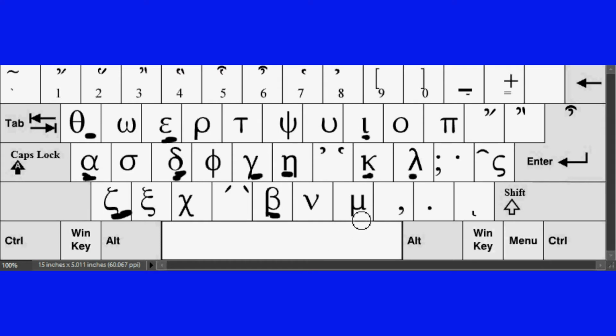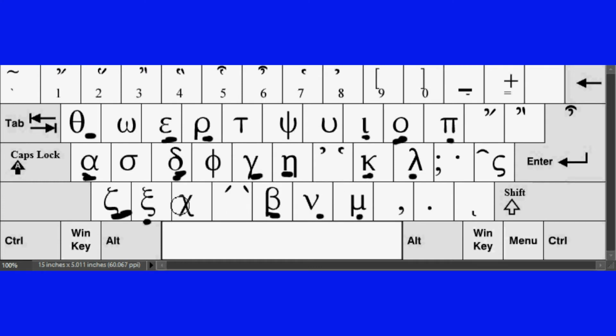The mu is right here where you'd normally find the M. Nu is right there where you'd find the N. Xi hiding right over here. And then the omicron is there where you'd find the O. Pi right beside it where you'd find the P. Rho, the R sound, is where you'd find the R.